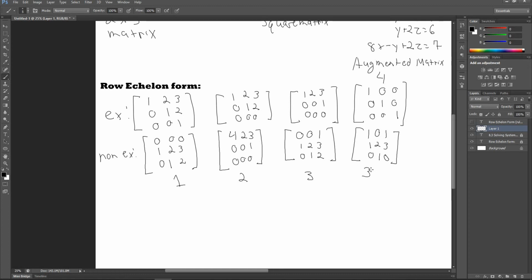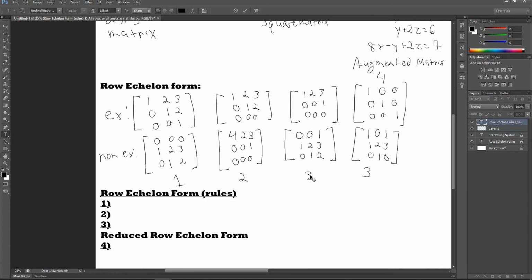If you want to take a moment to pause the video and think about what some of the rules are for a row echelon form equation that would be suggested. Otherwise, we're just going to look at some of these examples as a group and discuss what makes things not an example and what the rule is.